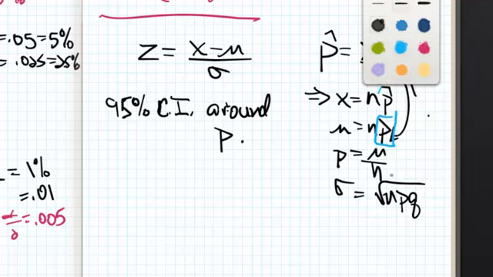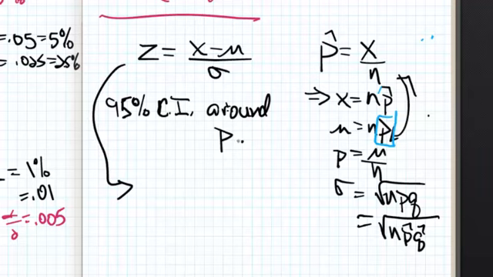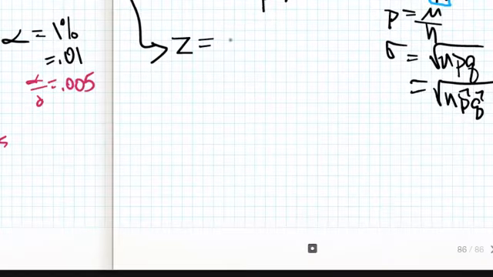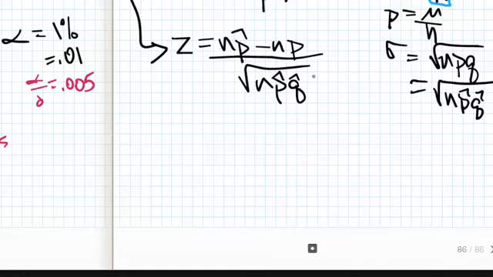So really this sigma right here isn't NPQ. We need a sigma that is also a point estimate. So what it is, it's N P hat Q hat. All right? Now, I'm going to use my very simple Z formula right here, and I'm simply going to plug all these things in. Now watch this. I'm going to get Z equals N P hat minus NP divided by the square root of N P hat Q hat.